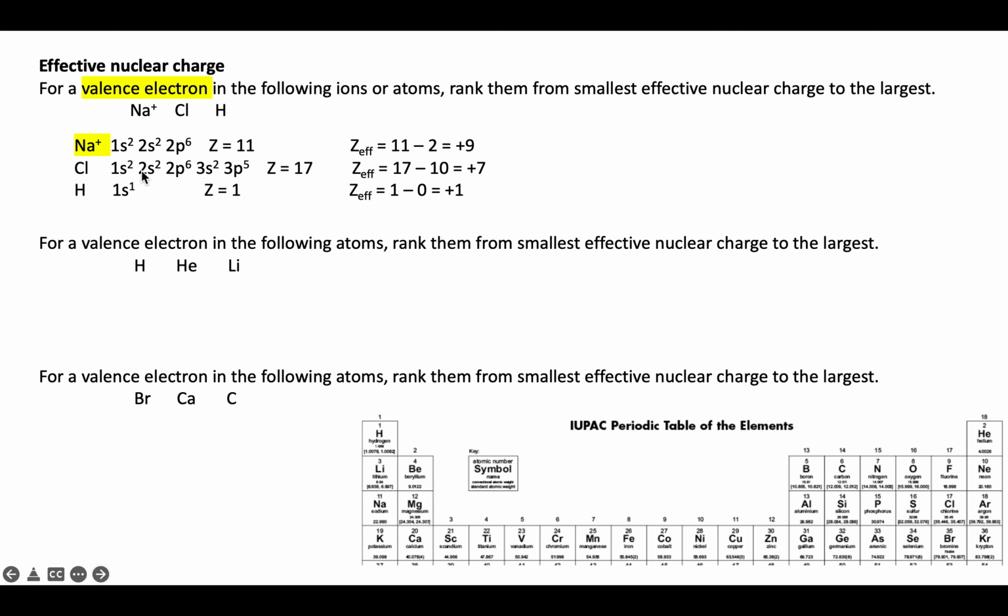So for the first one, we're looking at valence electrons. I have two neutral atoms, and I also have an ion in there. So for each of them, I would write what the electron configuration is, figure out the number of protons that we have, and then consider for the electron that we're analyzing, how many shielding electrons do we have? The one that's a little trickier here would be for sodium plus.